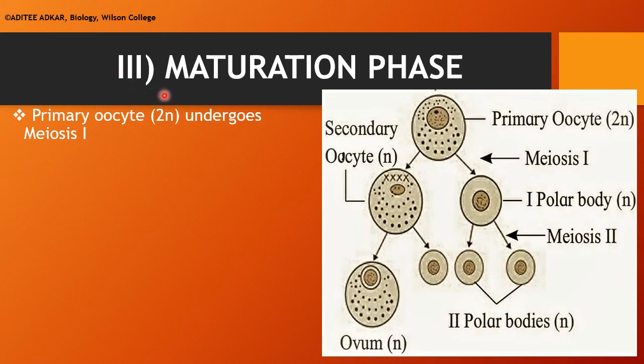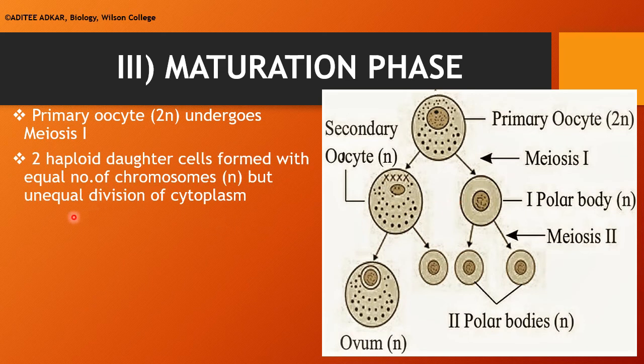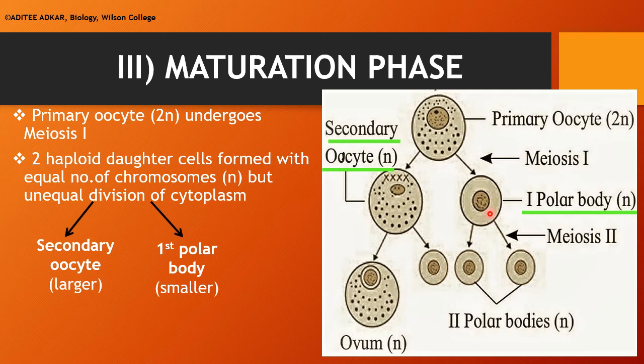As the maturation phase resumes, the primary oocyte completes meiosis 1. The primary oocyte, which is diploid, divides into two haploid daughter cells. These cells have equal number of chromosomes, but there is a difference in their size. This difference in the size is because of the unequal division of cytoplasm. The larger cell, which contains more amount of cytoplasm, is known as the secondary oocyte, and the smaller cell containing lesser cytoplasm is known as the first polar body.